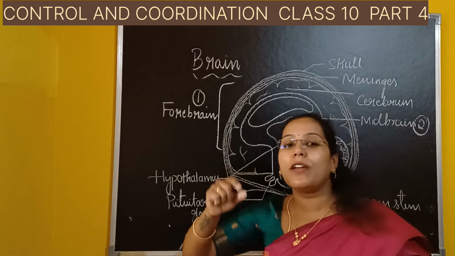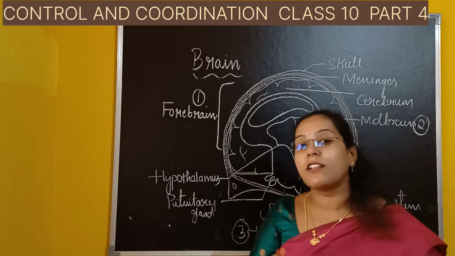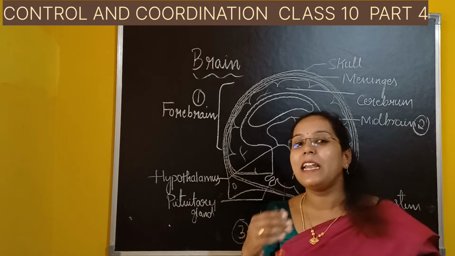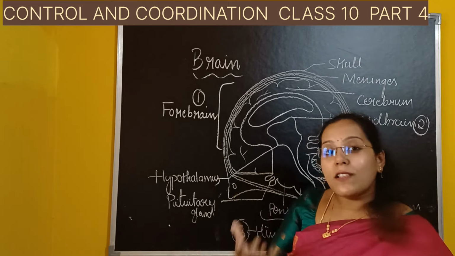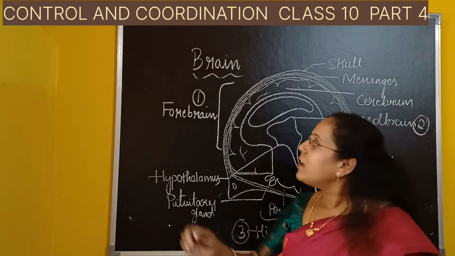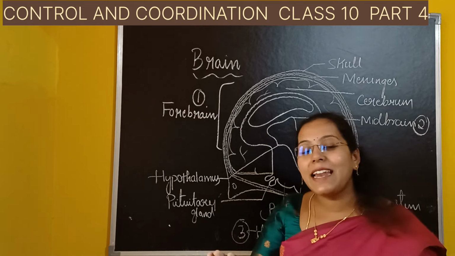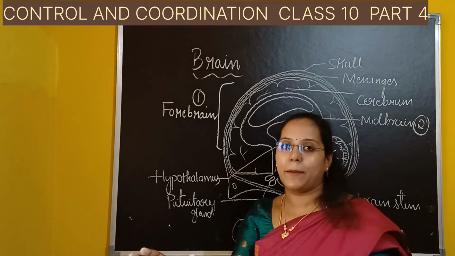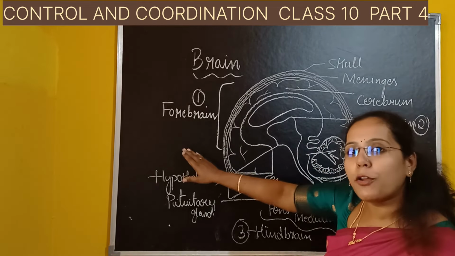I will also give the notes for this particular explanation in the description box below. Once you listen completely, you can also note those points, or you can also write as I explain. So this forebrain. What is forebrain? See, forebrain is the largest part of the brain. In this whole brain, the largest part is forebrain.